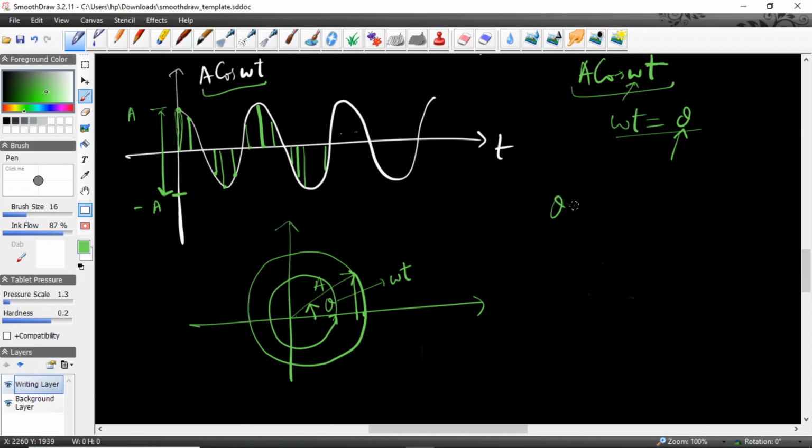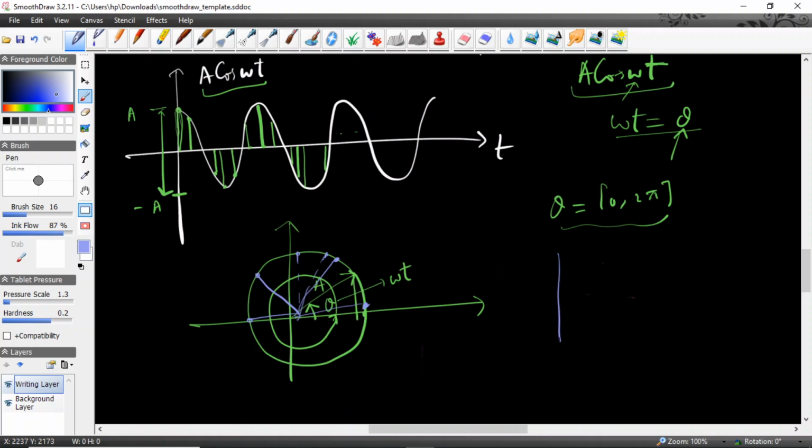Okay, so the range of theta will be between 0 and 2 pi, and between 0 and 2 pi it can take any continuous value. So suppose I take one sample at this time, then this is the value of theta. Another sample I take at this point, then this is theta. The next sample I take at this point, at this time, then this is theta, and so on. So theta can take any value between 0 and 2 pi, and since the sampling is not uniform, it is randomly sampled, so this theta can take any random value between 0 and 2 pi.